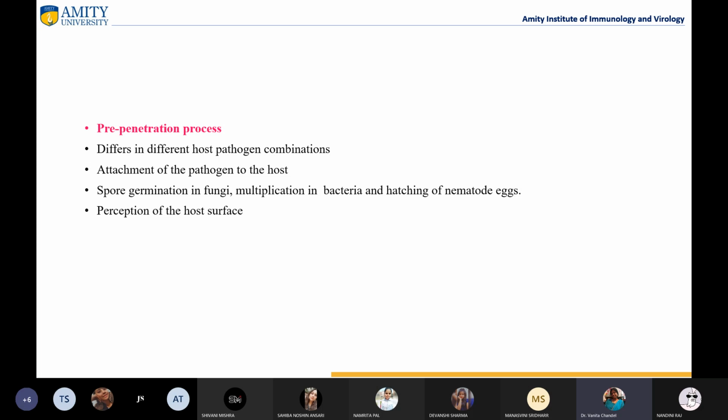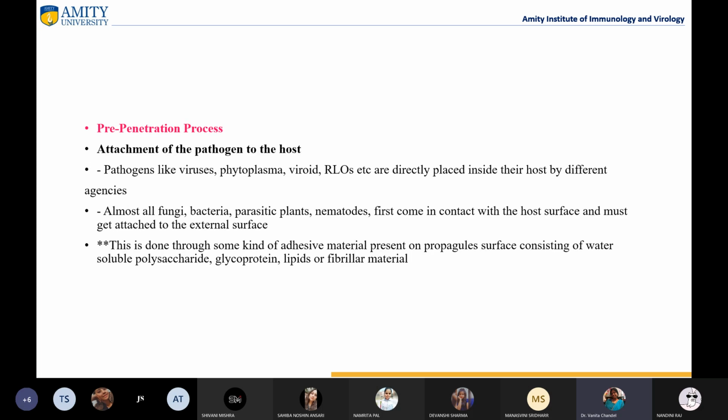So these are the pre-penetration processes: hatching of nematode eggs, multiplication in bacteria, and spore germination in fungi, right? And then perception of the host surface, how they are going to perceive that particular host surface, how they are going to reach it, how they are going to affect it, right? Then the first pre-penetration process is the attachment of the pathogen to the host. Pathogens like viruses, phytoplasma and viroids can be placed directly inside the host by different pathogen vectors, because vectors are doing that and putting them in directly.